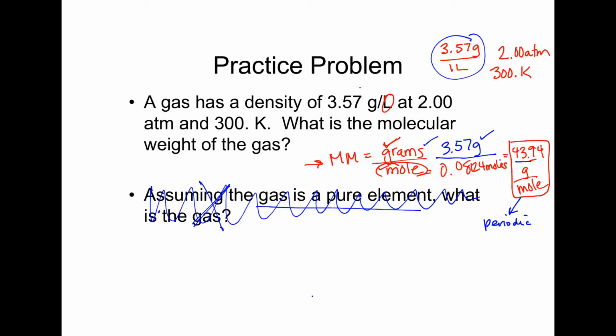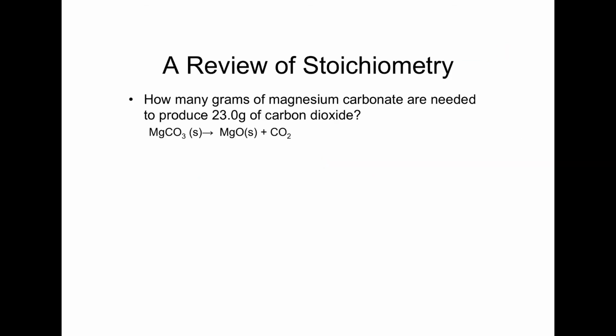What I do want to do is I want us to do some stoichiometry with some moles and things like that. And I just want to review stoichiometry for a few minutes, just to get our minds back into the swing of things. Okay, so this problem says how many grams of magnesium carbonate are needed to produce so many grams of carbon dioxide, and you're given a balanced chemical equation here.